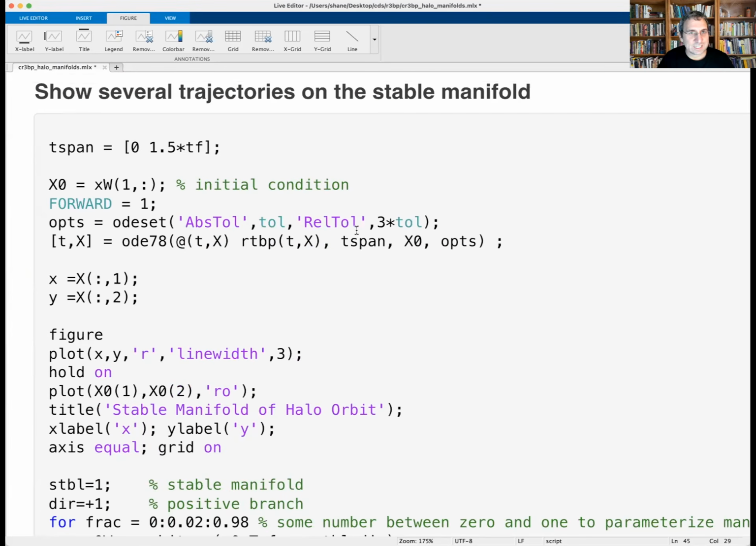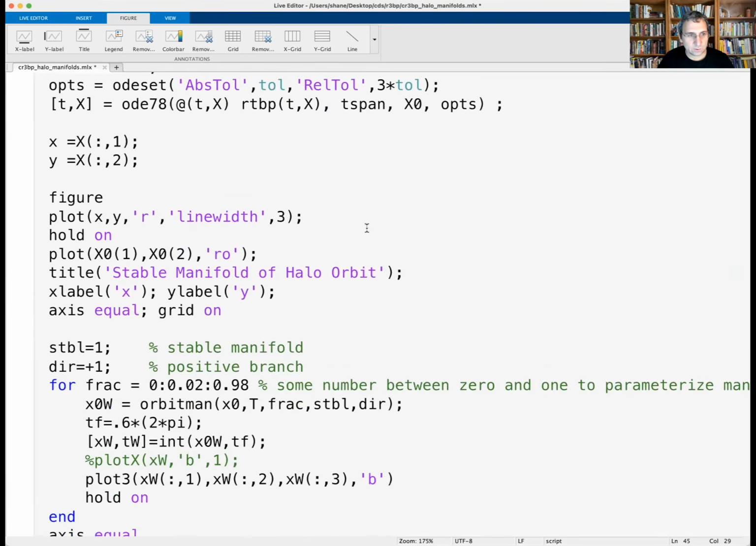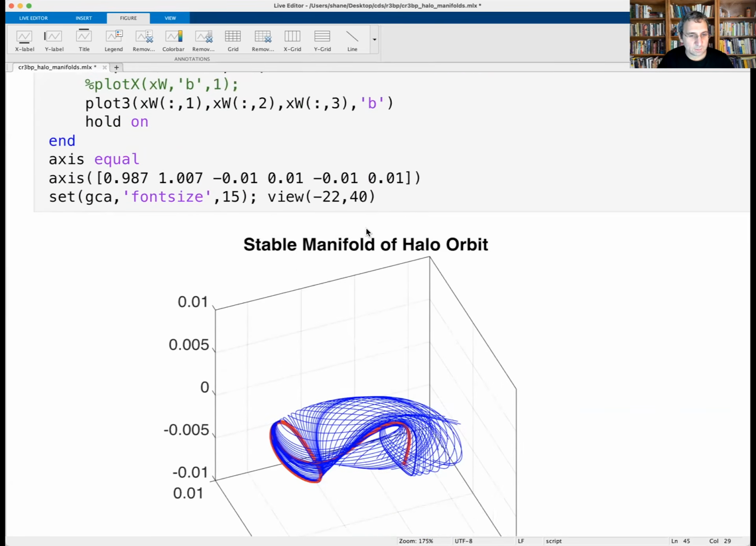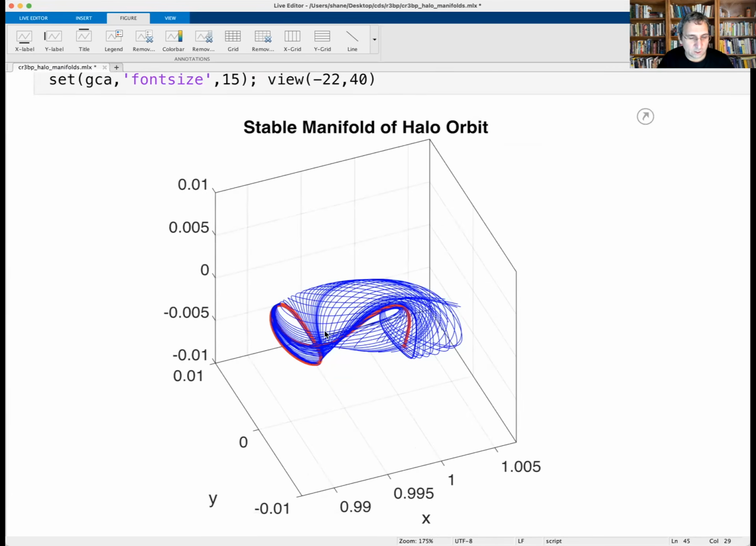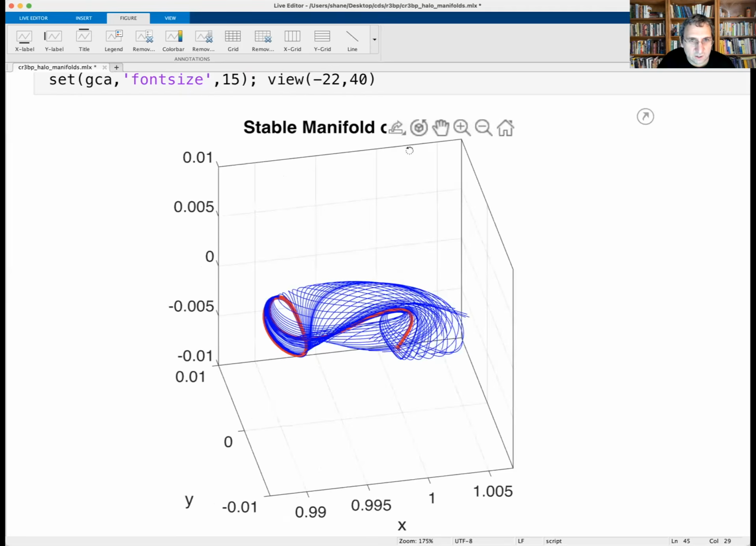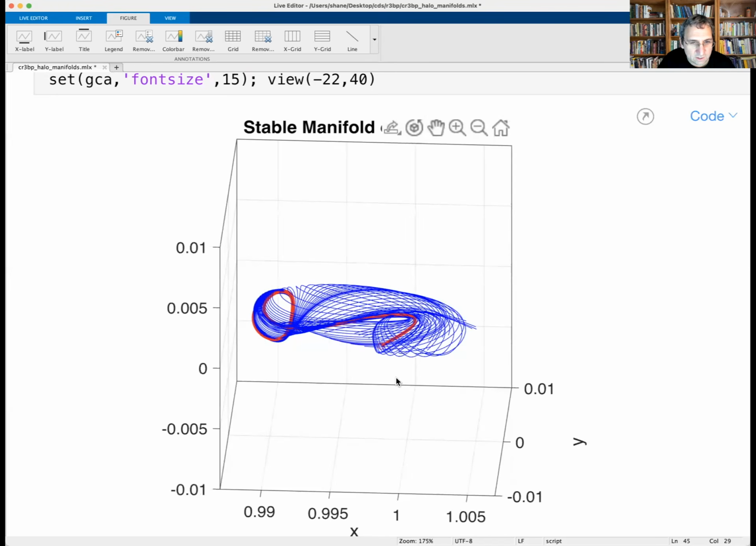And now let's show several trajectories on the stable manifold. So there's some code, but here it is. So I've plotted, I think these are 50 different trajectories along the stable manifold. I don't know if this is going to turn. Okay, it kind of turns. And then the one that I showed before is in red. It's just one part of this stable manifold.